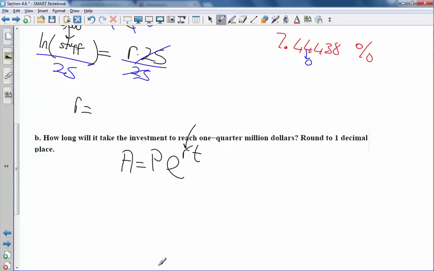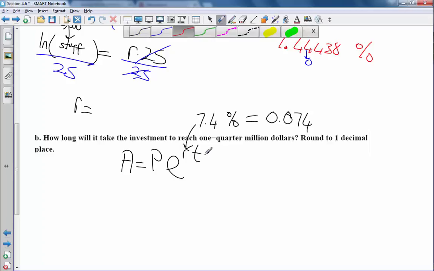You do know the rate right now, right? How much that stock is growing is known to us. What's that number? It's 7.4%. But again, when it comes to the formula, we don't use percent, we use the decimal. So I switch this back to 0.074. That's R. And they say, how long will it take? So this is the question mark. So I call this princess. They are asking how long. So they are asking for T.